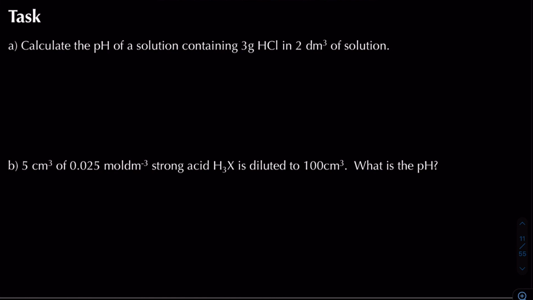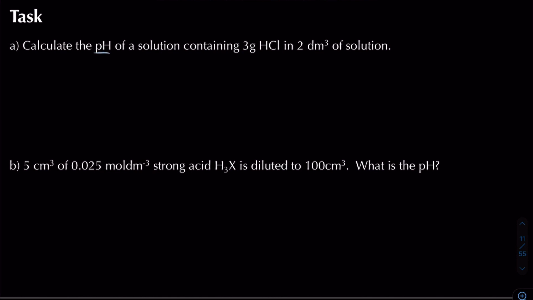So looking at the first one then, we're asked to calculate pH of a solution containing 3 grams of HCl in 2 decimeters cubed. So starting off, I need to find the number of moles of HCl, which is going to be equal to the mass divided by the MR itself. And so what I'm going to do is take 3, because that's how many grams I've got, and divide by the MR of hydrochloric acid, which is going to be 36.5, and I end up with a value, after I put that in my calculator, of 0.0822 moles.